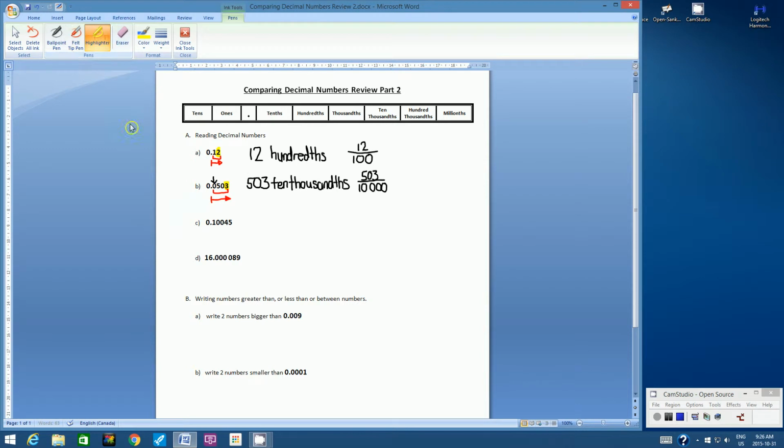Okay, let's go on to question C. Again, using my highlighter, I'm going to highlight the last digit in our number. So what place value column is this 5 in? Well, let's count from the decimal. Tenths, hundredths, thousandths, 10,000ths, 100,000ths. So now that I've identified that, let's write the back half of our answer here. 100 thousandths.